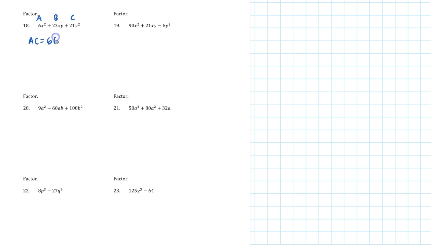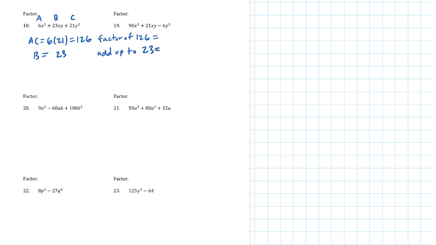AC is 6 times 21. 6 times 21 is 126. B is 23. So we've got to find factors of 126 that add up to 23.